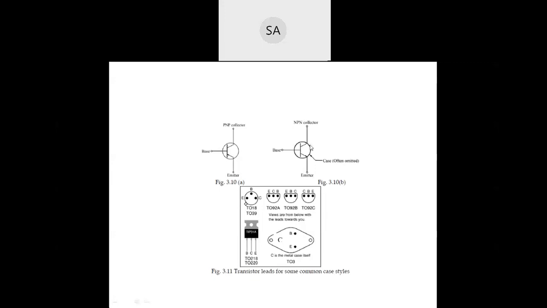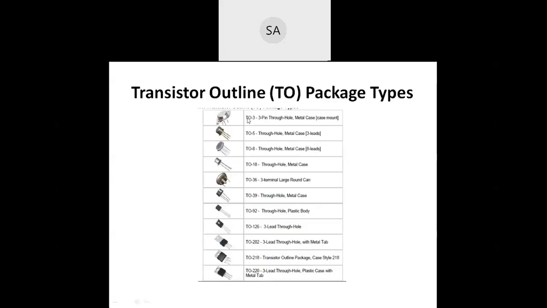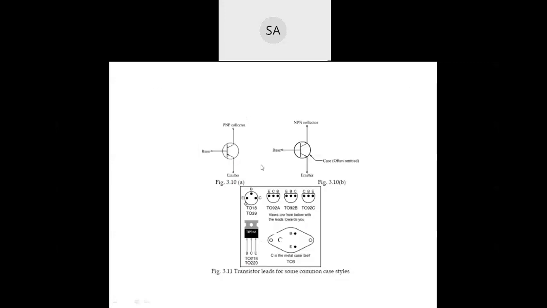But the operation is similar to PNP transistors; only the polarities change and the current direction is reversed. These are the two basic symbols of the NPN and PNP transistors. Three terminals: base, collector and emitter. In the PNP the current direction is towards the base, whereas in the NPN the current direction is outward, from the base to the emitter.